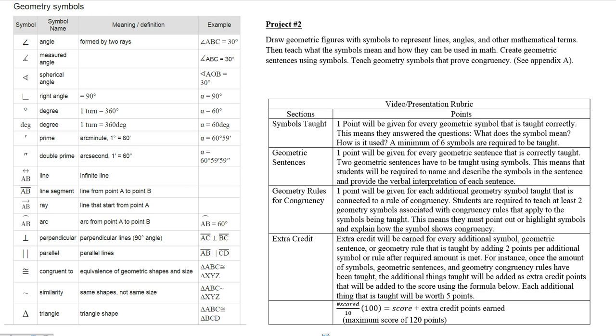The thing of it is that 2 sentences, geometric sentences, have to be taught and explained. So 1 point will be given for each additional geometry symbol that is taught to connect a rule of congruency. The congruency symbols, they have to be separate from these 6, and that's why you have 6 symbols, and they can double dip here for the 2 sentences that you have to teach, plus, so that puts you up to 8, plus these 2 for congruency symbols, and that puts you up to 10. So whatever they score on the rubric, you divide it by 10, multiply by 100. That's the score, plus any extra credit points that they may have earned.